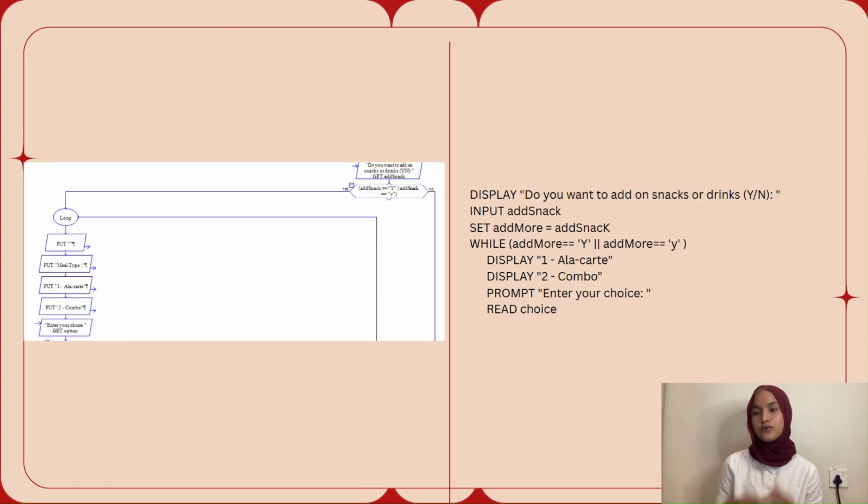It will display, do you want to add on snack or drinks, and then the user has to input Y in small letter or capital letter, which will be a while loop. Okay, it will display first for a la carte and second for combo. And then it will ask to enter your choice.